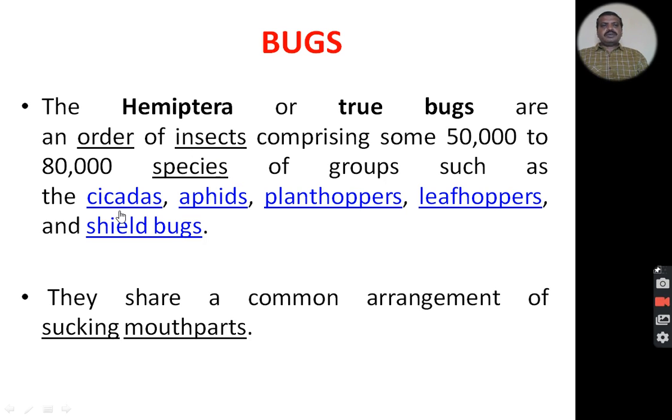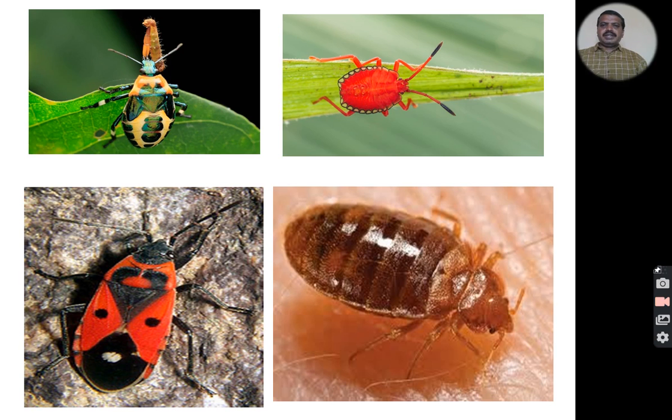So this includes the various bugs like cicadas, aphids, plant hoppers, leaf hoppers, shield bugs, etc. They share a common arrangement of sucking mouthparts. You can see the variety of the bugs in the environment, including our bed bug.